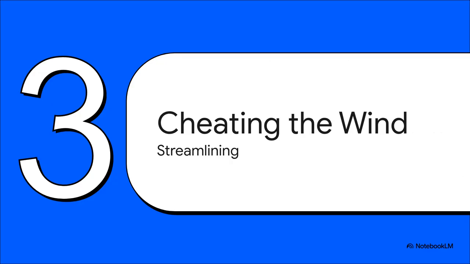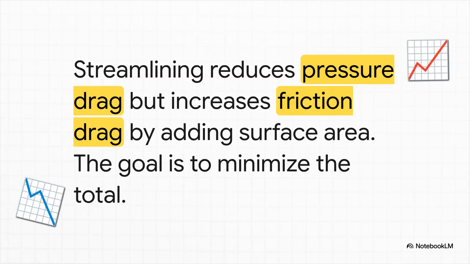Okay, so if pressure drag is the big bad guy for blunt objects, the solution seems obvious, right? Just make the shape better. And that, right there, is the whole idea behind streamlining. But there's always a catch, isn't there? When you take that blunt object and you stretch it out into this really sleek, streamlined shape, yeah, you slash the pressure drag. That's awesome. But you've also made the object bigger, right? You've increased its total surface area, which means you've just cranked up the friction drag. So the whole game of streamlining is finding that perfect balance to minimize the total drag, not just one type.